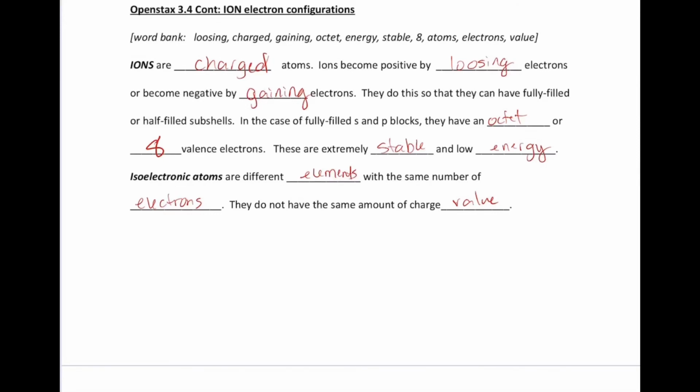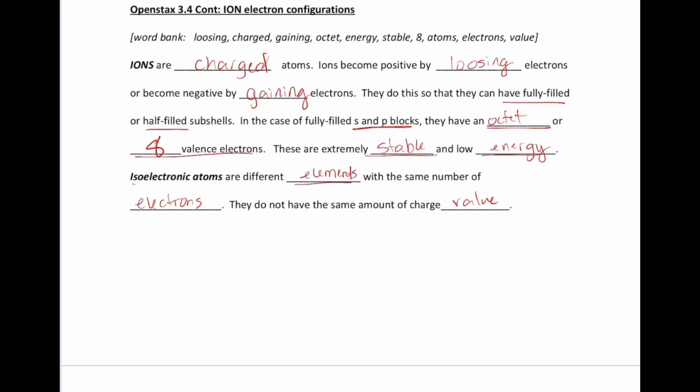Ions are charged atoms. You learned that in chapter 2. Ions become positive, cations, by losing electrons, or they become negative by gaining electrons. They do this so they can have fully filled or half-filled subshells, which we just talked about were stable. In the case of S and P blocks, they have an octet, fully filled S and P, all the way filled. That's like a noble gas. It has an octet, or 8 valence electrons. These are extremely stable, low energy.